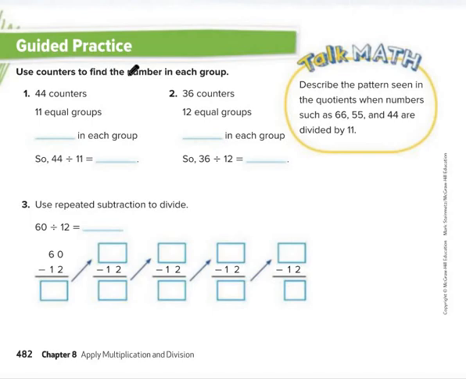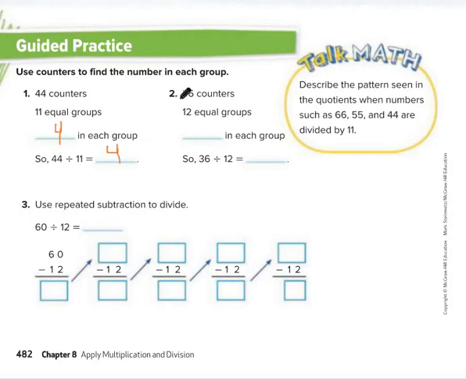Now let's solve question number 1. Use counters to find the number in each group. 44 counters, 11 equal groups. What do you think, grade 3? If we have 44 counters and we partition them into 11 equal groups, how many in each group? So 44 divided by 11 equals what? You know that 4 times 11 equals 44. So 44 divided by 11 equals 4.